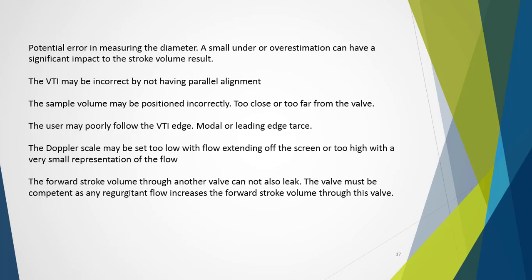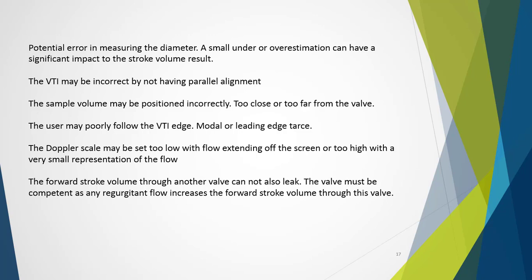There is potential error in measuring the diameter which is used to derive the cross-sectional area. A small under- or overestimation can have a significant impact on the stroke volume result. The issue may be compounded as two sets of volumes are calculated this way. Prominent errors may also occur with determining the velocity time integral. An ultrasound beam that does not have parallel alignment underestimates the true velocities of the flow. The sample volume may be positioned incorrectly, such as with the right ventricular outflow tract.